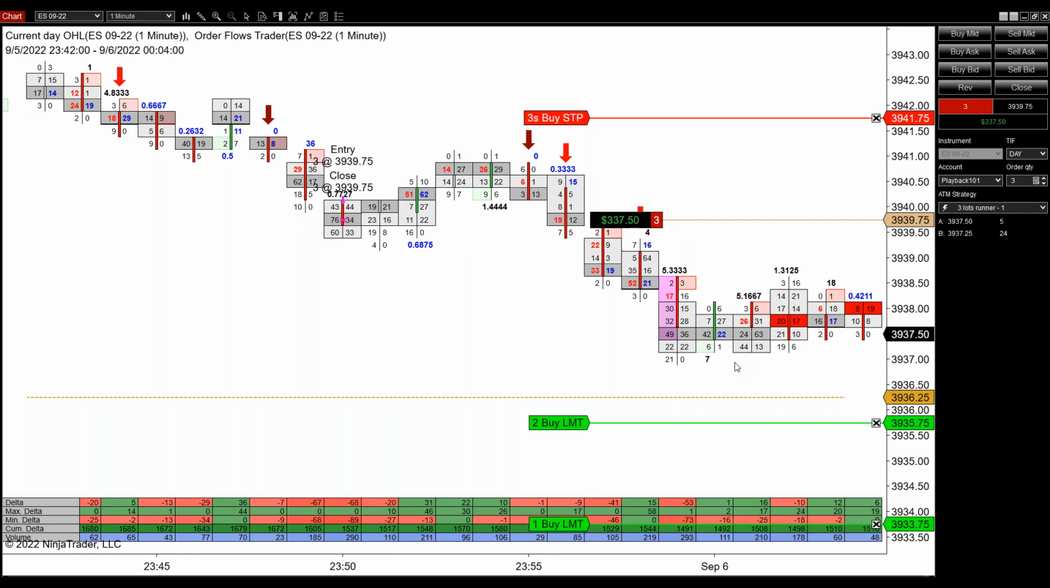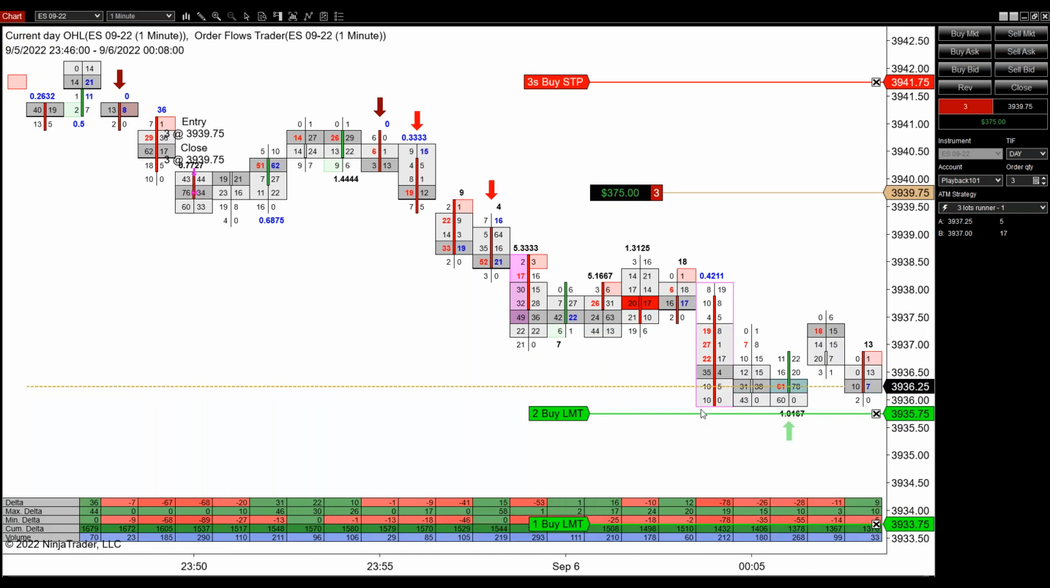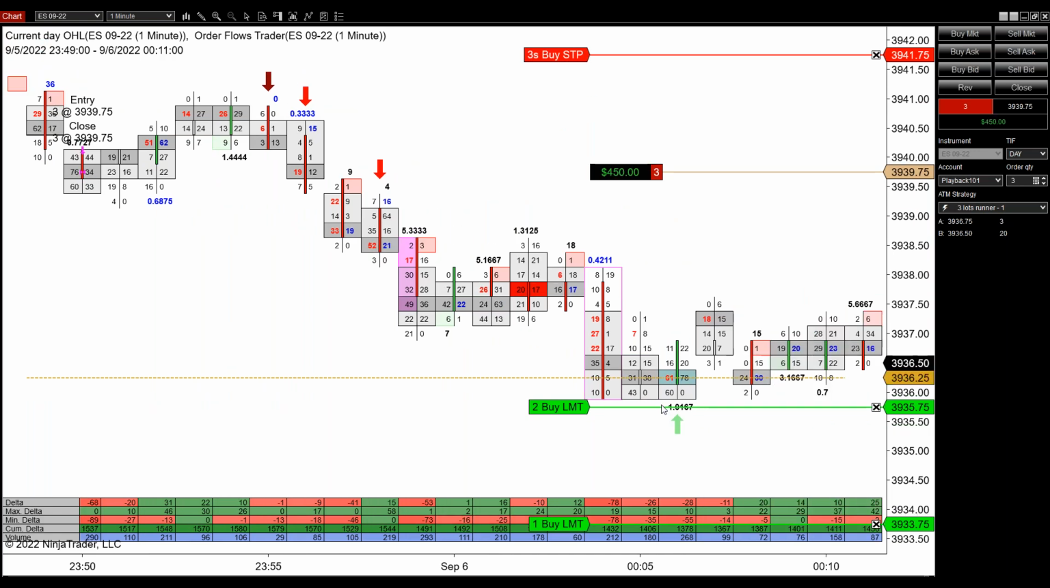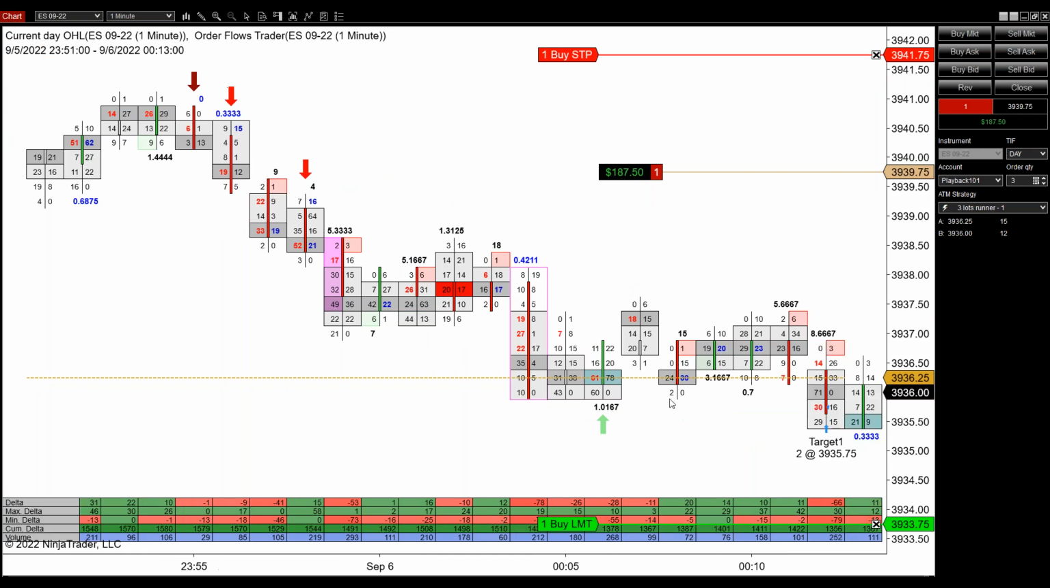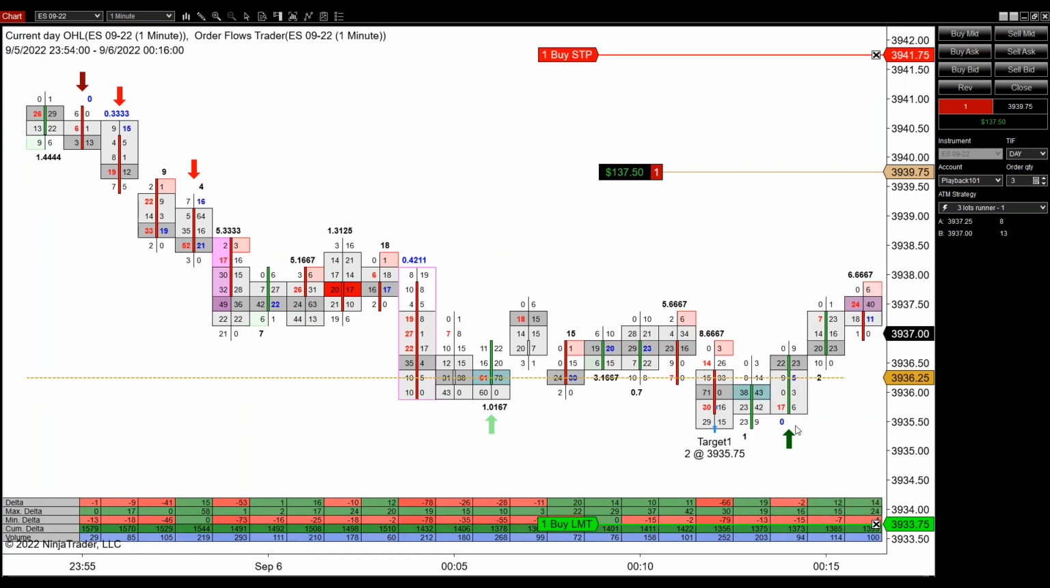I don't like to have things set and forget. That's just me. So here I've seen it just keeps coming within a tick of my target, and it's not quite getting it. I could sit there and say, what do I want to do? Do I want to adjust the limit or not?